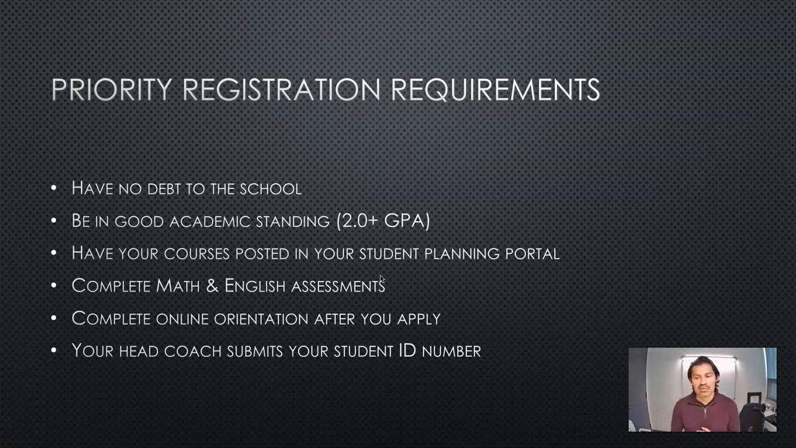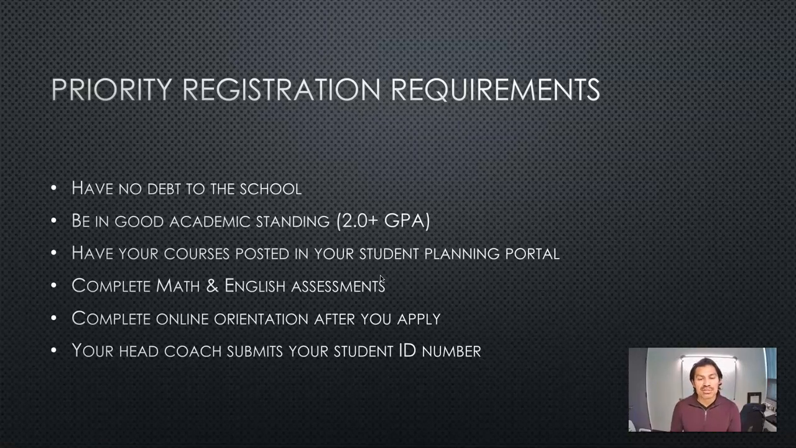So if you've been enrolled at DVC before, or you're currently enrolled and you haven't paid any outstanding tuition or anything like that, then you will not be able to register ahead of time. And you must be in good academic standing, so 2.0 GPA or higher. So if, let's say, this is your second year at DVC and you've fallen under a 2.0, then you're not going to be able to get priority registration.